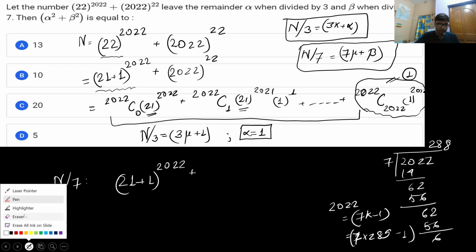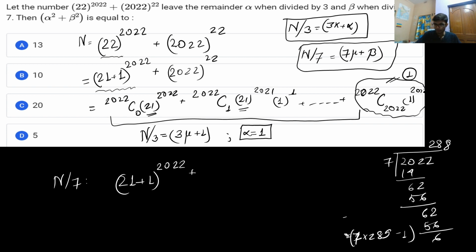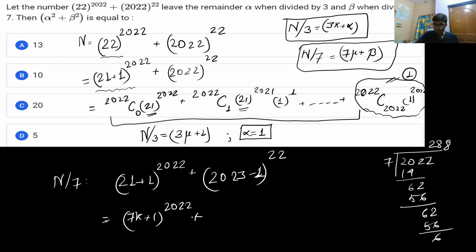So that means you can express this number as follows. The number 2023 is divisible by 7. So 7 into 289 minus 1 is basically the number 2022, and this is raised to the power 22. You can also write this number as some multiple of 7 plus 1 whole raised to the power 2022 plus some 7 multiple. Let me write this as k1 and this as k2. So this is also 7k2 minus 1 whole raised to the power 22.